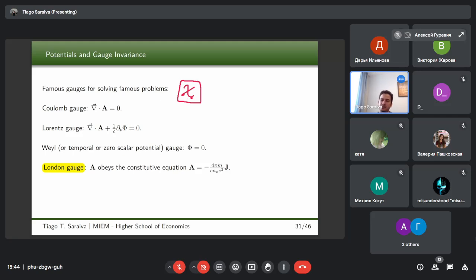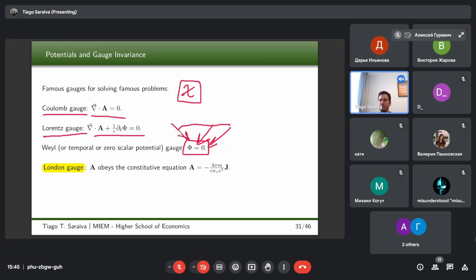So chi, this function, you can define it in such a way that the divergence of the vector potential is 0. This is called the Coulomb gauge. There's the Lorentz gauge, where the divergence of A plus 1 over c times the time derivative of the scalar potential is 0. There is the Weyl gauge, or temporal gauge, where the scalar potential is 0. So this is a very, very important one.